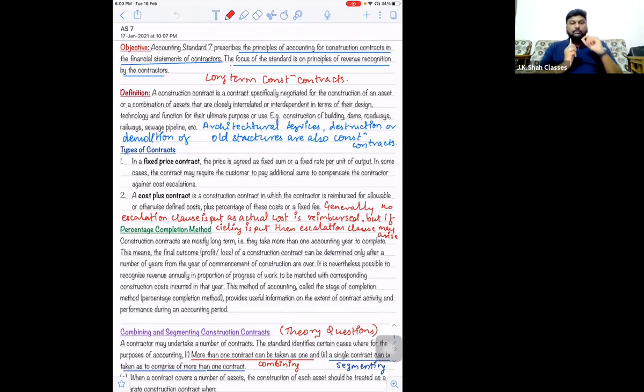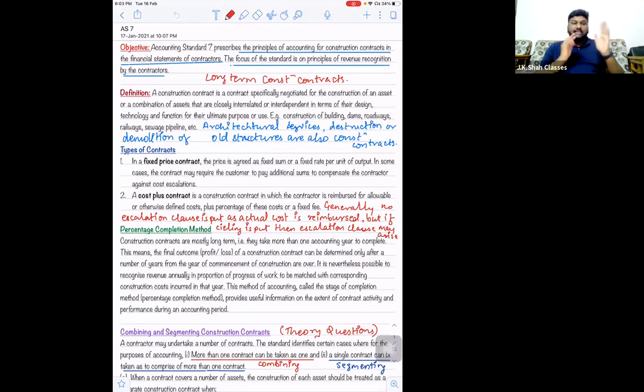Now this is your Group 2 accounting standard. It will be asked in your Group 2 exam, and it is applicable to all the three levels of your enterprises. So whether you are a level 1 enterprise or a level 2 enterprise or a level 3 enterprise, AS7 is applicable to everybody, right?